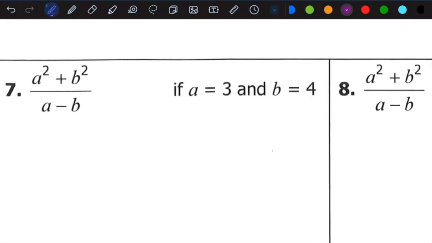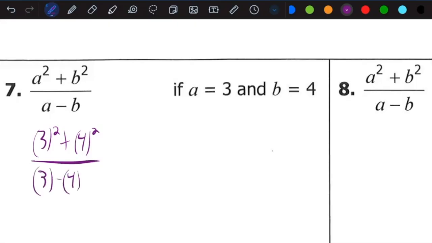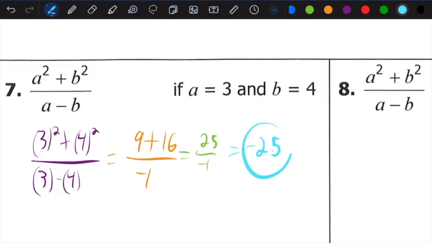A squared plus b squared over a minus b. So we have 3 squared plus 4 squared over 3 minus 4. On the top, 3 squared is 9, and 4 squared is 16. On the bottom, 3 minus 4 is negative 1. On the top, 9 plus 16 is 25 over negative 1, which is just negative 25.